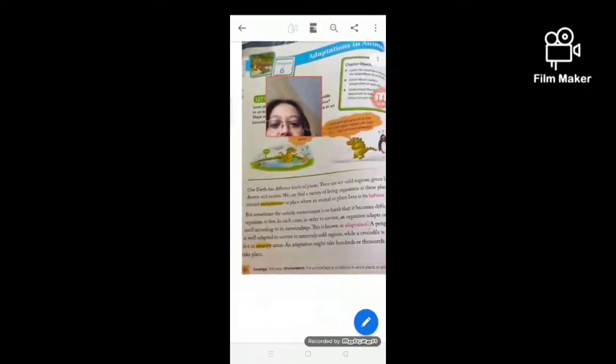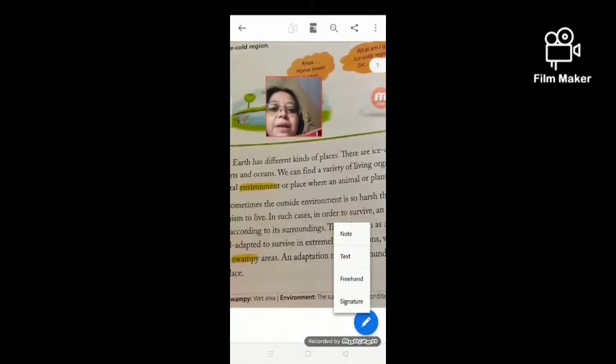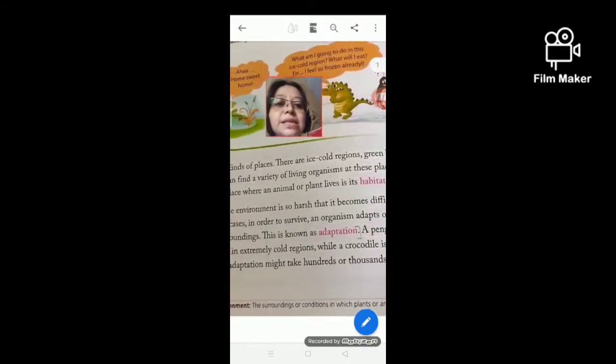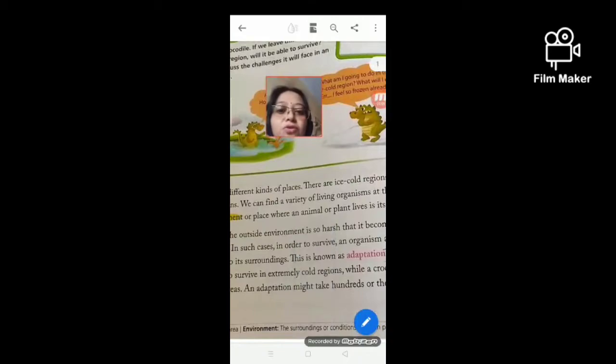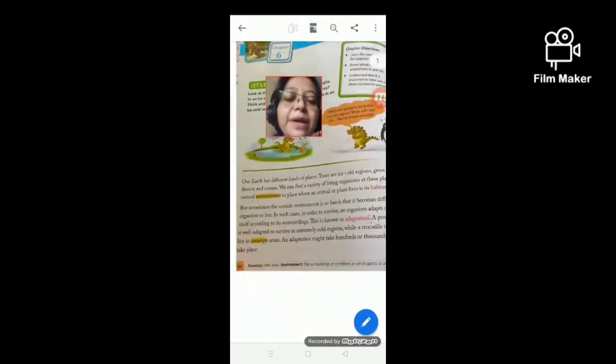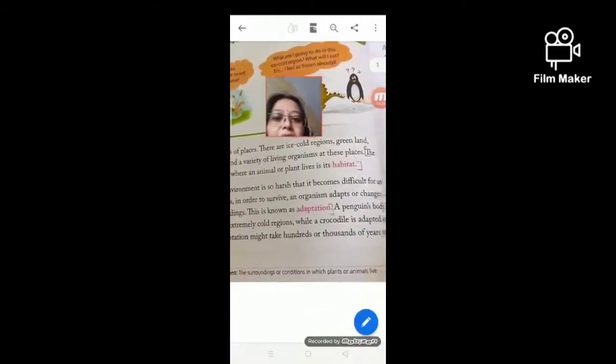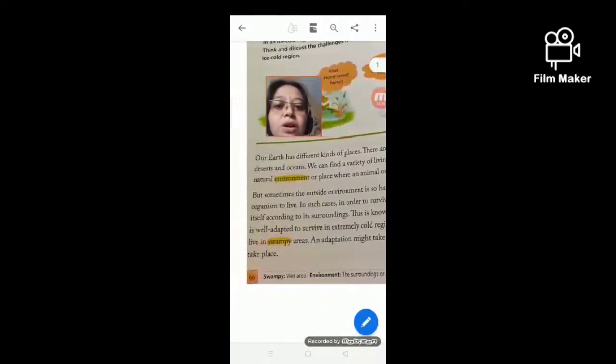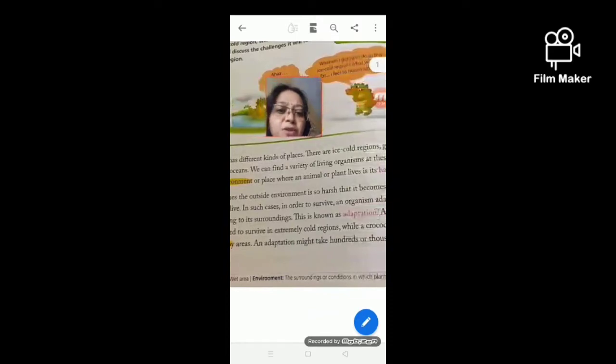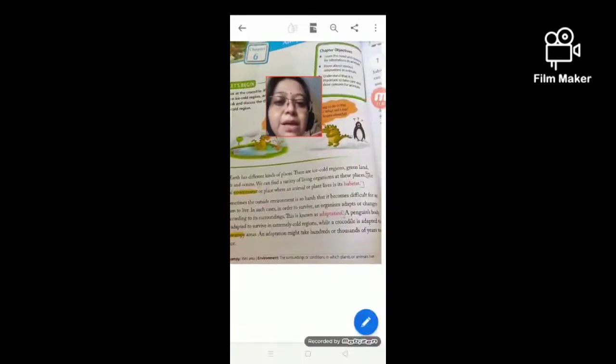The natural environment or place where an animal or plant lives is its habitat. But sometimes the outside environment is so harsh that it becomes difficult for an organism to live. That means the environment is so bad for them that it becomes too difficult to adjust to it.